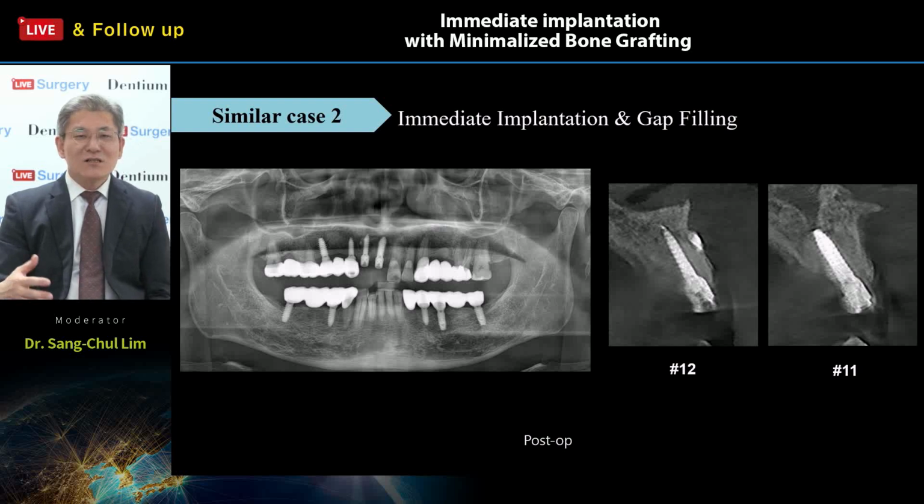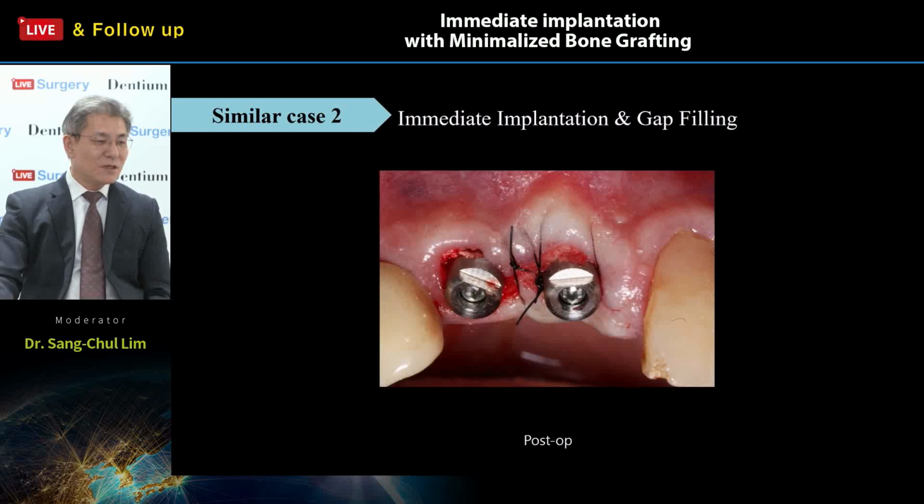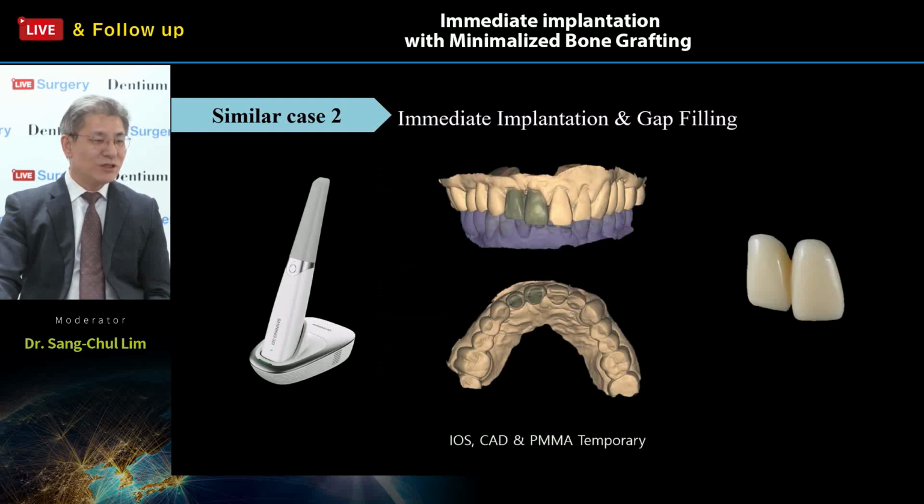However, a more conservative approach was done by Dr. Chung at this time point. As you see, in the number 12 area, you can see the socket root shield technique. So some remnant of the root is still remaining there, protecting and maintaining the labial bone plate. Number 11 area, just put the implant with gap filling of bone grafting material. And suture, the post-op situation here.